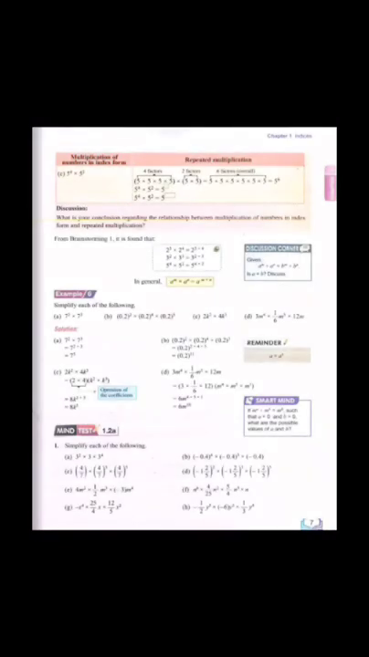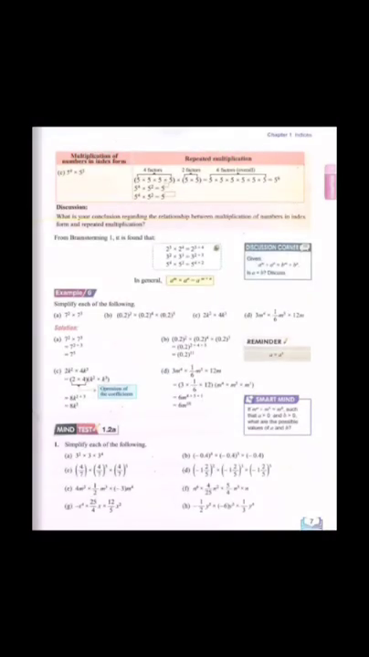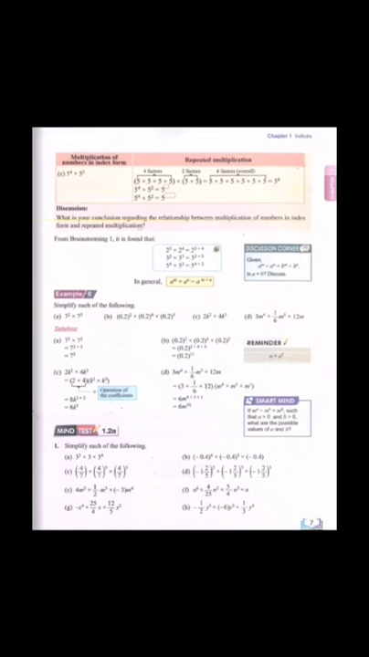Okay, so we look at example 6. Simplify each of the following. Okay, let's look at A, 7 to the power of 2 times 7 to the power of 3. So we look at the properties from before. When the base is the same, we just add the index. So the index is 2 and 3. The base is 7. So 2 plus 3 we will get 5. So 7 to the power of 5.